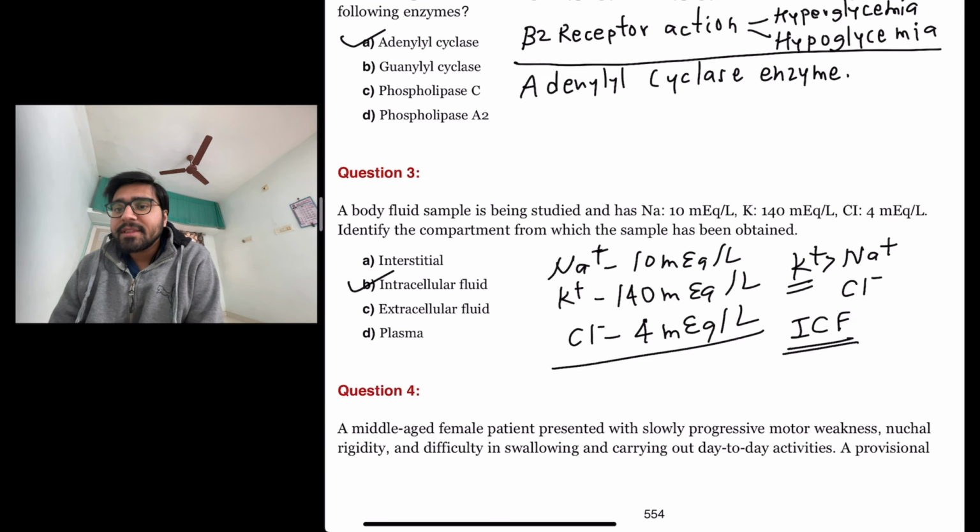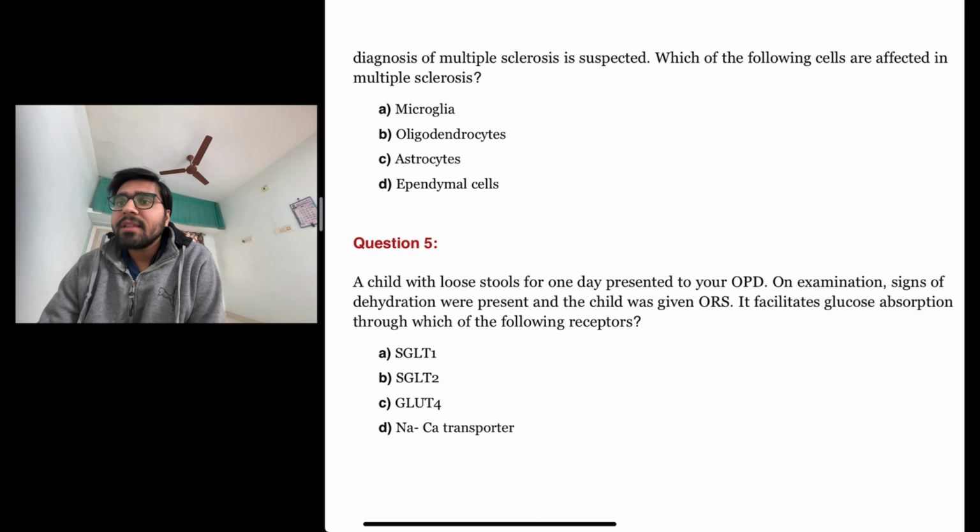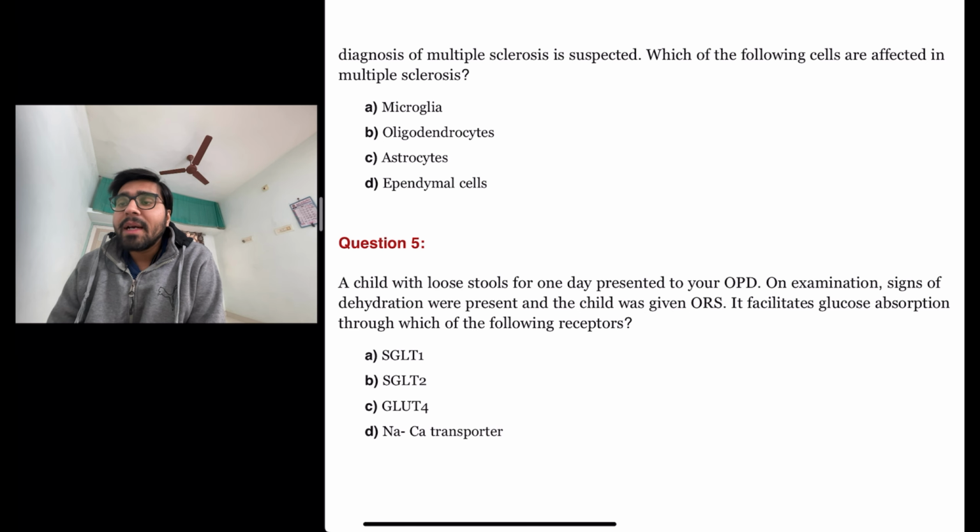The next question is: a middle-aged female patient presented with slowly progressive motor weakness, nuchal rigidity and difficulty in swallowing and carrying out day-to-day activities. A provisional diagnosis of multiple sclerosis is suspected. Which of the following cells are affected in multiple sclerosis? Very simple, straightforward, factual question.